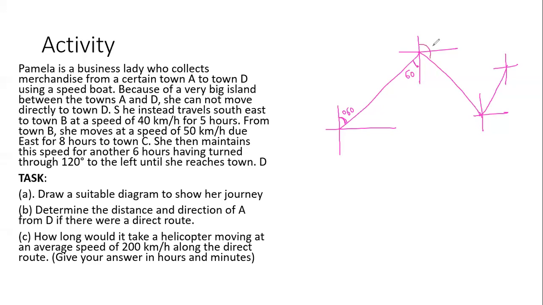Now here, you had 110. Now, 110, the degrees remaining here, you'll say 180 minus 110, which will be 70. So meaning that the whole of this angle here is going to be 60 plus 70, which is 130 degrees.